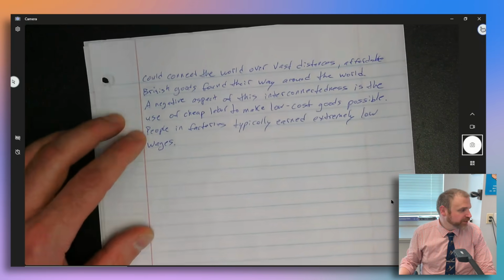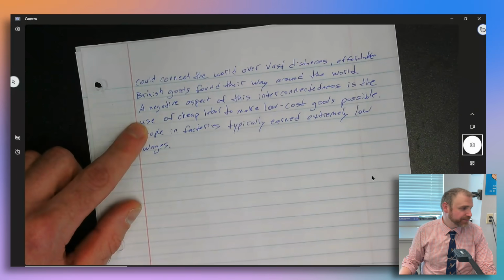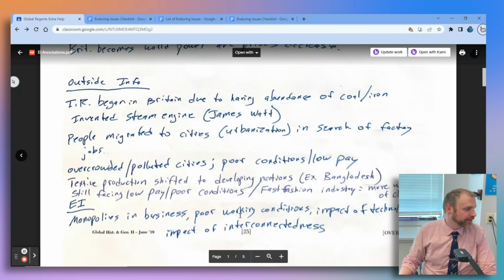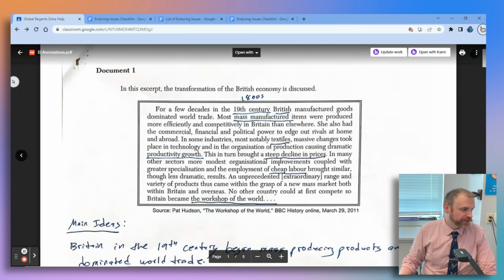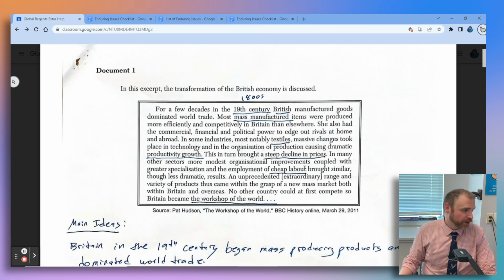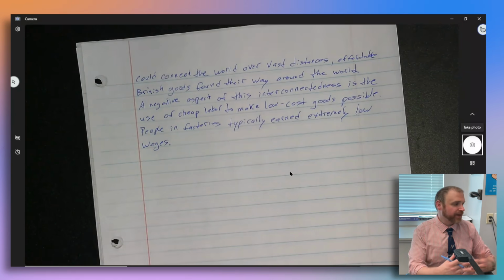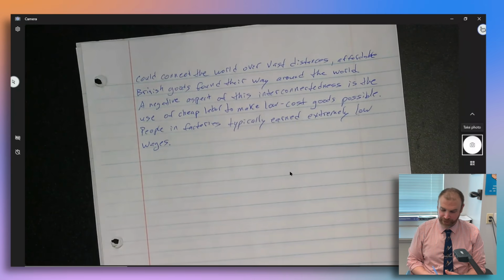So that last part here, that negative aspect, was me, believe it or not, going all the way back to the document again, because it's talking about the use of cheap labor. Okay, so again, that part of my discussion is not outside information, but that's okay. You can kind of bounce back and forth between document summary and outside information.